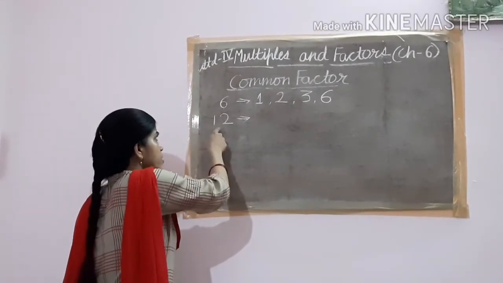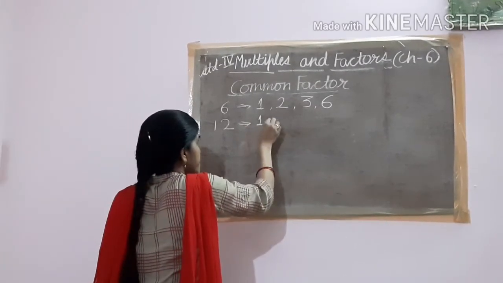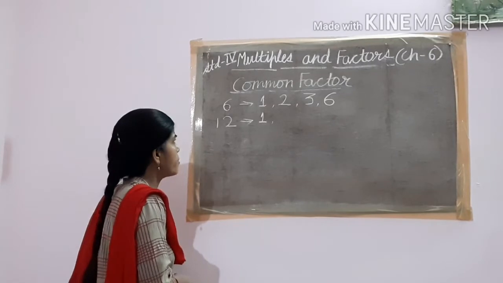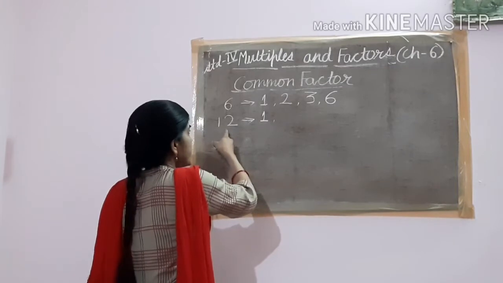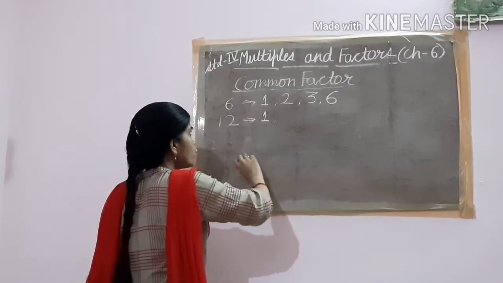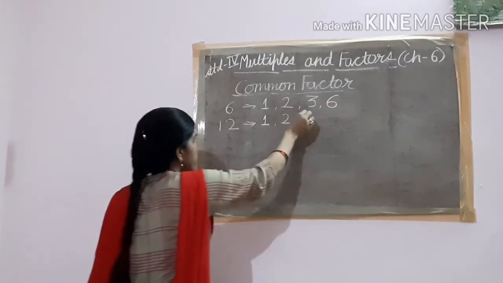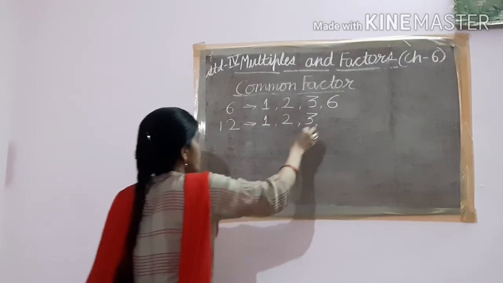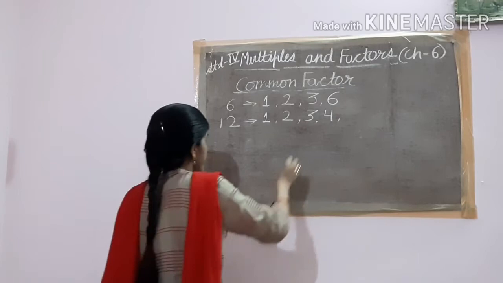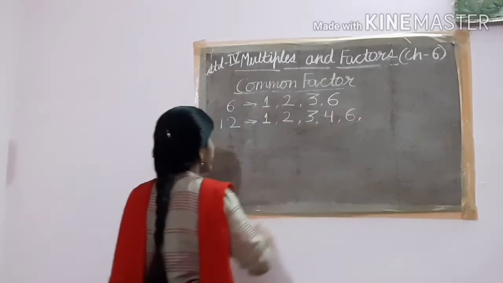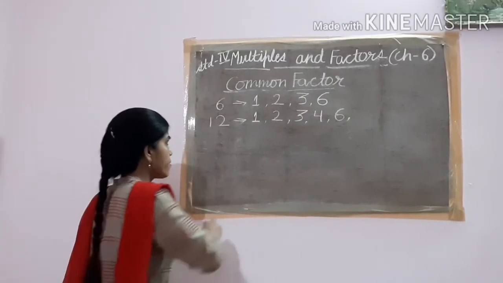We have to find the factors of 12. Start with 1, because 1 is a factor of every number. Then 2, yes: 12 divided by 2 is 6, and in the 2 table 12 is coming, 2 sixes are 12. Then 3, 3 fours are 12. Then 4 threes are 12. Then 5, no. 6, 6 twos are 12. Then 7, no. 8, no. 9 also not. 10, 11, and the last is 12.